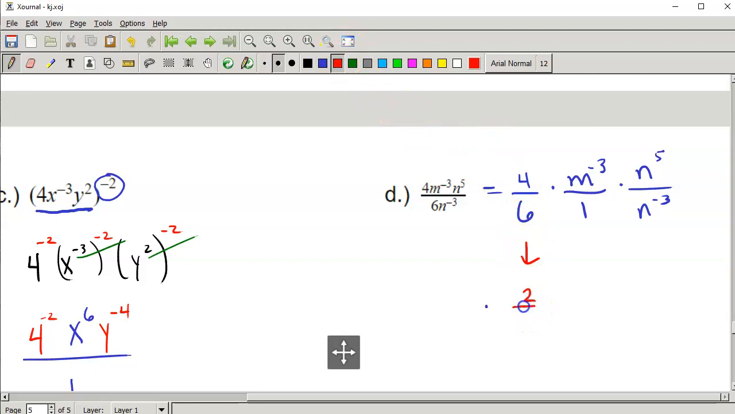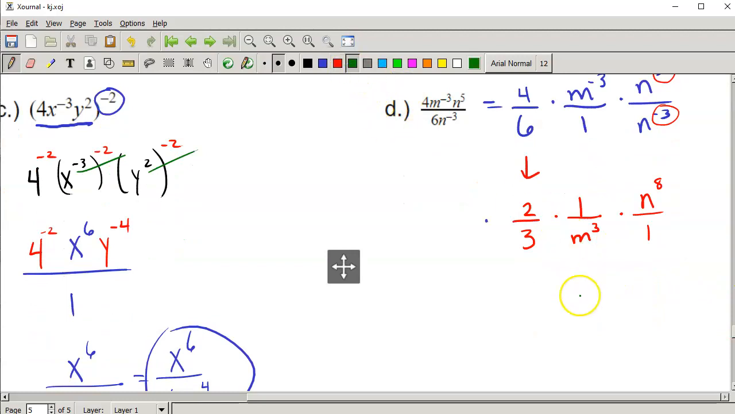4 over 6 is 2/3. m to the negative 3 over 1, can't do anything there, but we can make it positive. So we'll go ahead and do that. Change that to m to the positive 3 and flip it. And then here we're going to subtract the exponents because we're dividing. So this would be times n to the 5 minus negative 3, or 8. And I'll put it over 1 there. So final answer would be 2n to the 8th over 3m cubed.